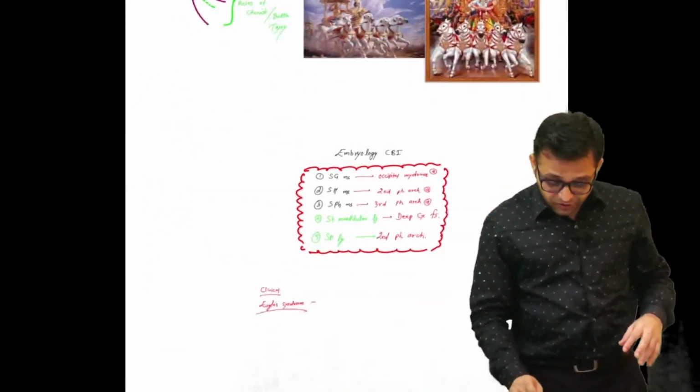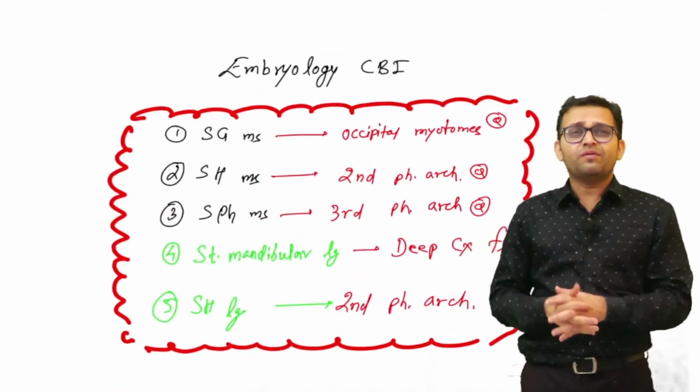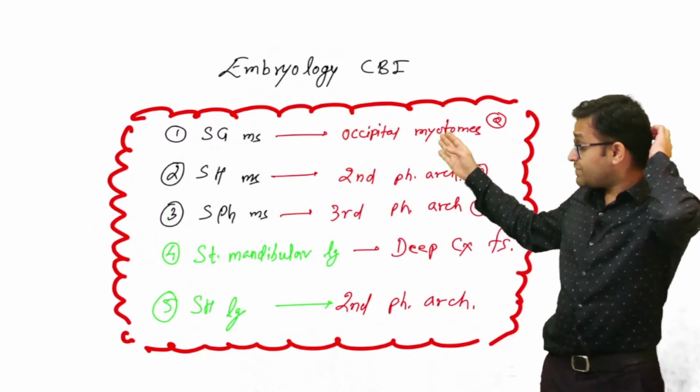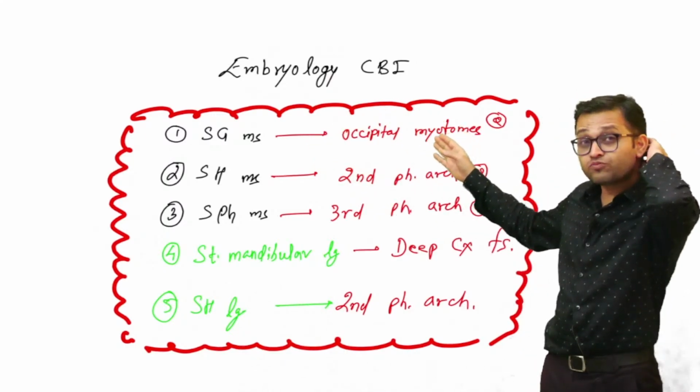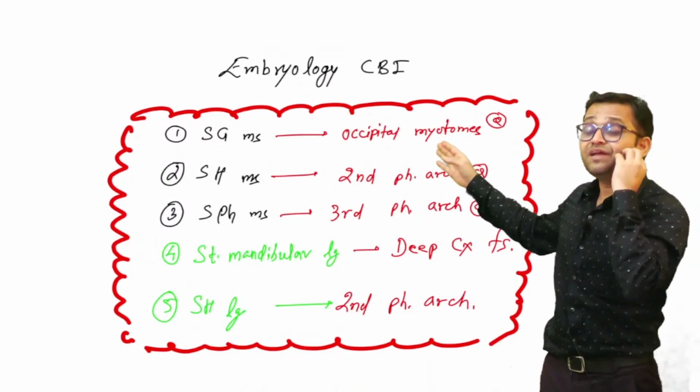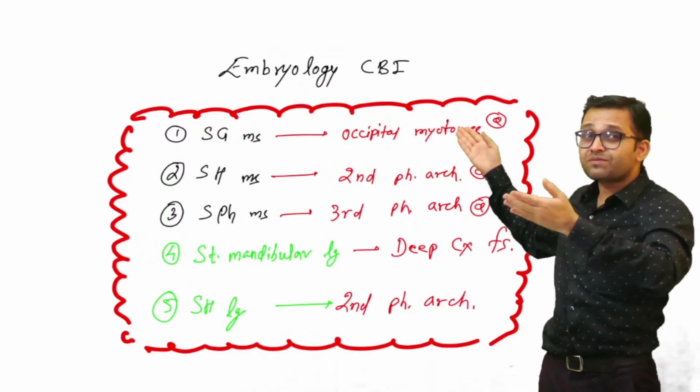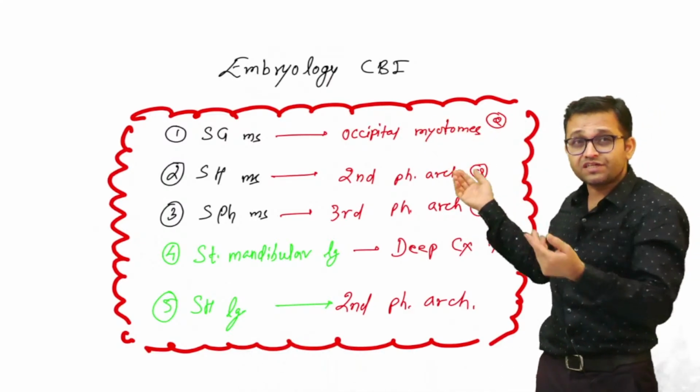So these are the points, and then you have to remember one beautiful embryology integration: styloglossus muscle. Sir, in embryology I told you it is a derivative of the occipital myotome. These migrate into the tongue and make the tongue muscles except palatoglossus. So that's why it is supplied by the nerve of the occipital myotome, the 12th cranial nerve.